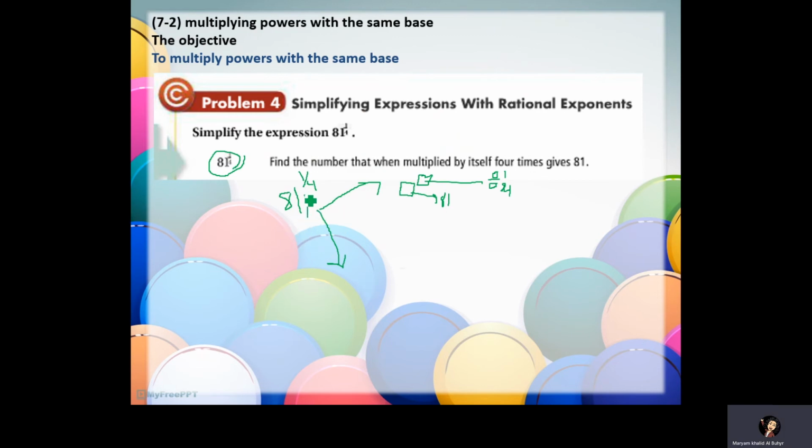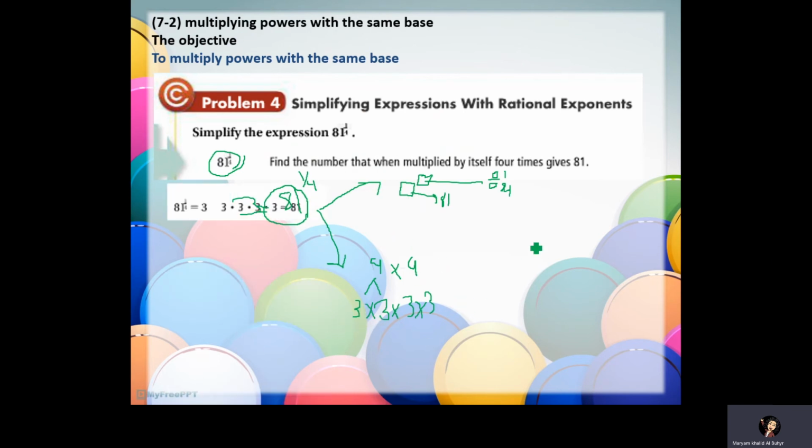The other way, I will think about what is the number that when I multiply it by itself, I will get 81. What is this number? I know 9 times 9 is 81, right? I can also factor this 9 into 3 times 3, and here also 3 times 3. Great. I found the number. When I multiply it by itself 4 times according to this one, I will get 81. So that's the number. So that is equal to 3 directly. So this is the idea.